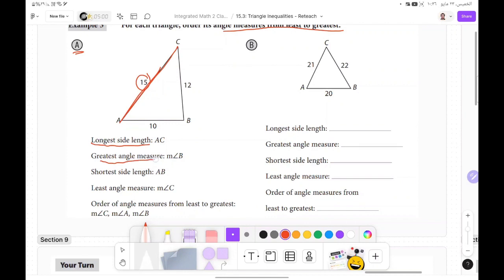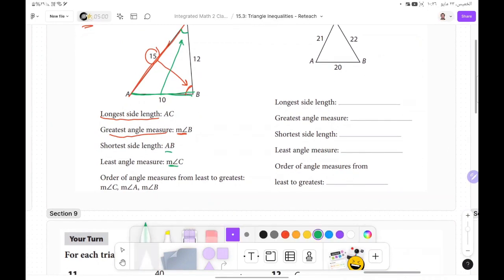Now, what is the greatest angle? We know that the greatest angle is opposite the longest side, which is angle B, so the measurement of angle B. Then what is the shortest side? The shortest side is AB because it's 10. And the opposite of that side, which is angle C here, should be my shortest or the least angle. So if we order them from the least, the least is the measurement of angle C, then the medium is angle A, and the measurement of angle B is the greatest.